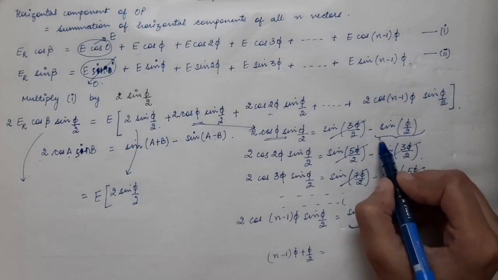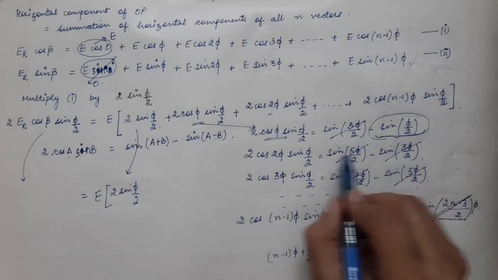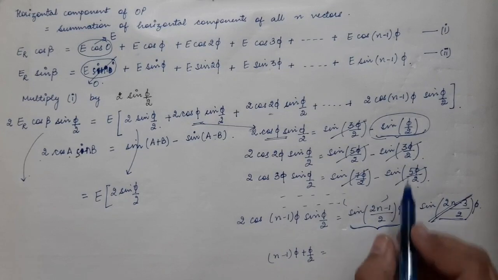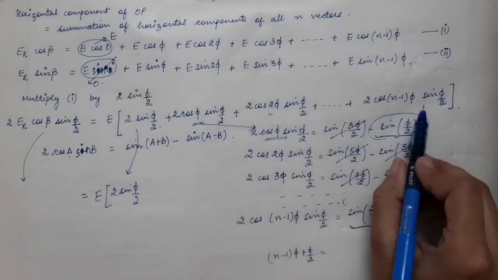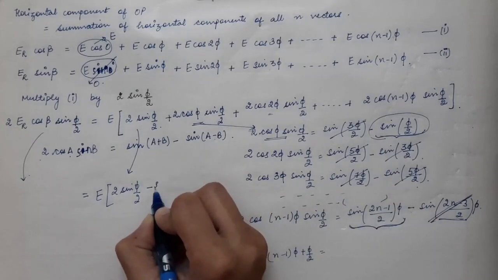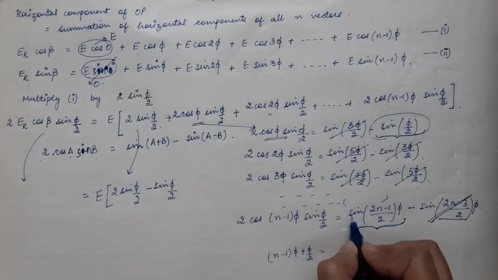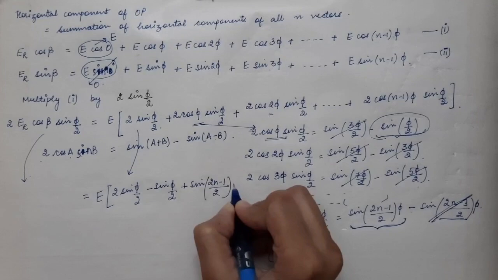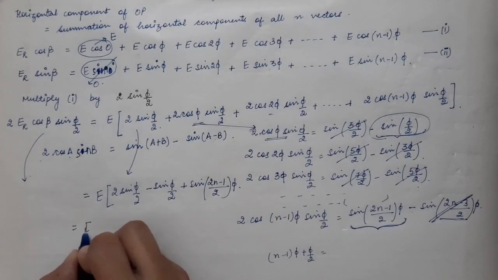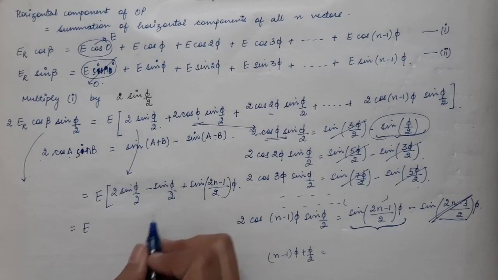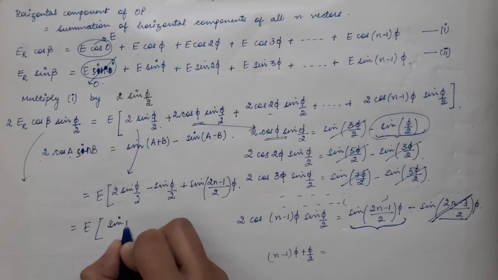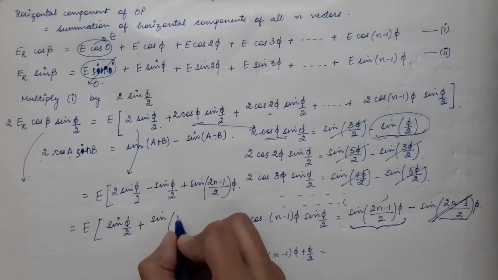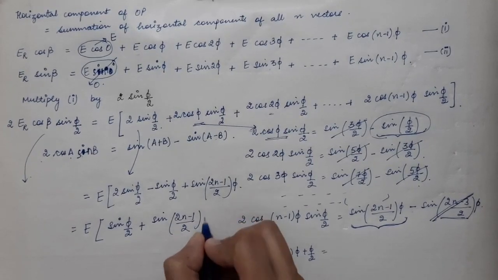Now what we have in all other terms, minus sine phi by 2 and sine of 2n minus 1 by 2 into phi. So these terms will remain from these remaining terms. So we will get minus sine phi by 2. Then you have plus sine of 2n minus 1 divided by 2 into phi. So we will simplify it. We have 2 sine phi by 2 minus sine phi by 2. So that will be equal to sine phi by 2. Plus this term will remain as it is, that is sine of 2n minus 1 divided by 2 into phi.